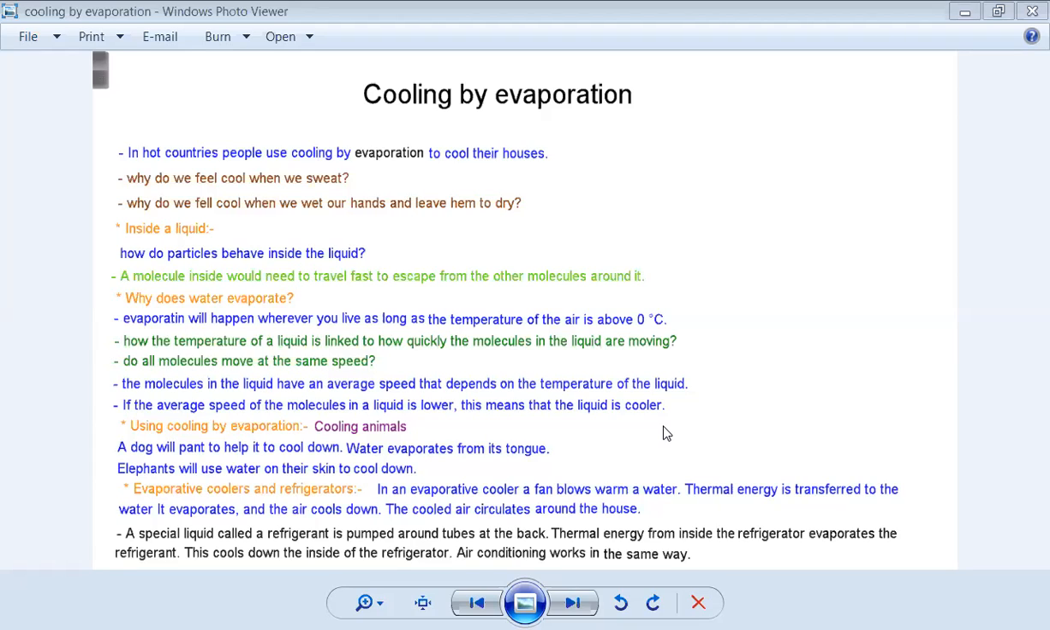Okay, how can we use cooling by evaporation, and where? Cooling animals. Guys, we studied before about the fennec fox. We said the fennec fox has very big ears. This fox lives in the desert, but it has huge ears compared with its size. So we said these ears are for cooling. How are its ears designed for cooling?